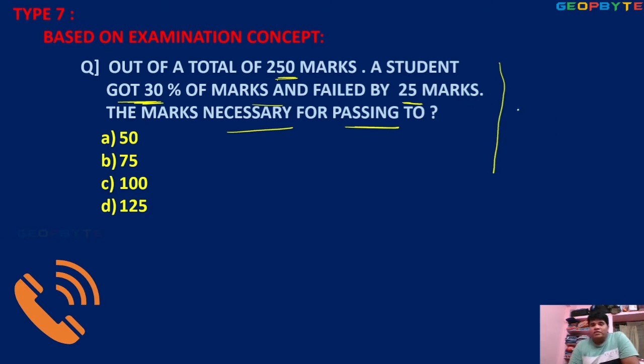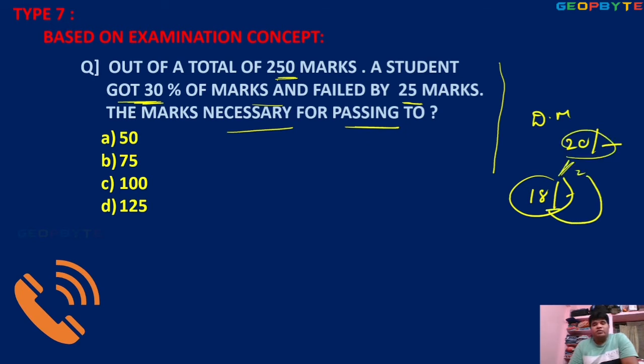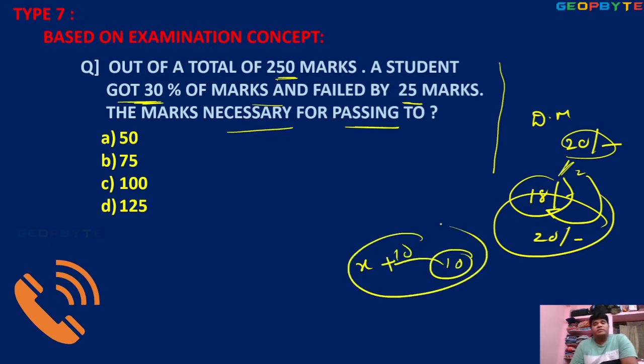Suppose a small example. From a shop, you want to purchase Dairy Milk or 5-Star chocolate, anything. So the Dairy Milk chocolate costs 20 rupees, but you have only 18 rupees. So how much more money do you need? 2 rupees. Why? Here it is 20, so the gap is 2 rupees. The 2 is added to the 18 rupees, so you get 20 rupees. In the same way, here one student got some X marks. He failed by 10. So that 10 is added to the X, and it should be a pass.